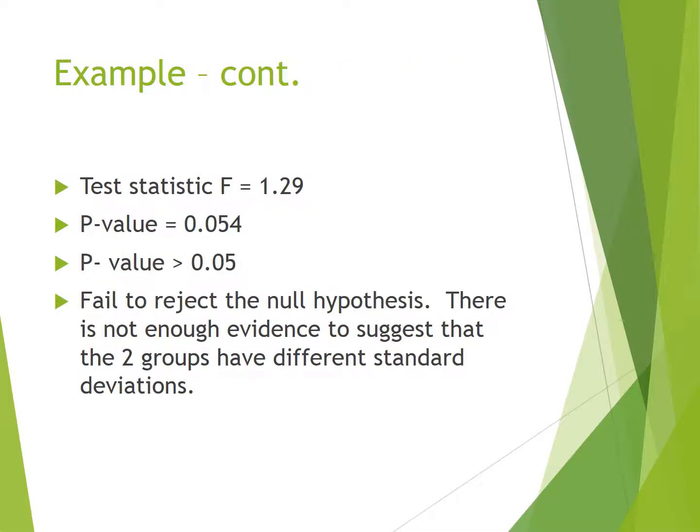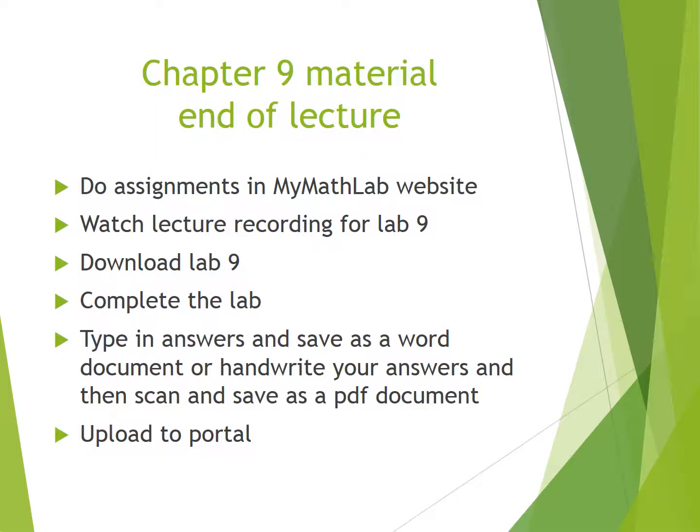Running our test, we get that the test statistic is F, which is 1.29. My p-value is 0.054. I know it's not a lot bigger than 0.05, but it is still greater than 0.05. So we fail to reject the null hypothesis. There is not enough evidence to suggest that the two groups have different standard deviations. That's the end of chapter 9.